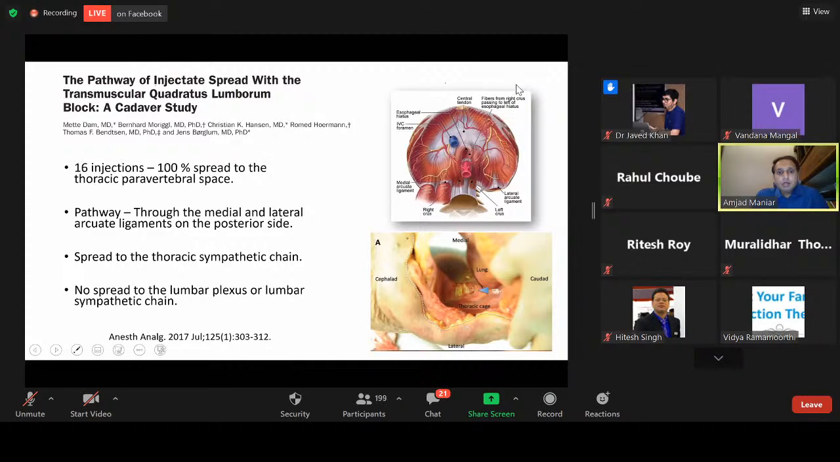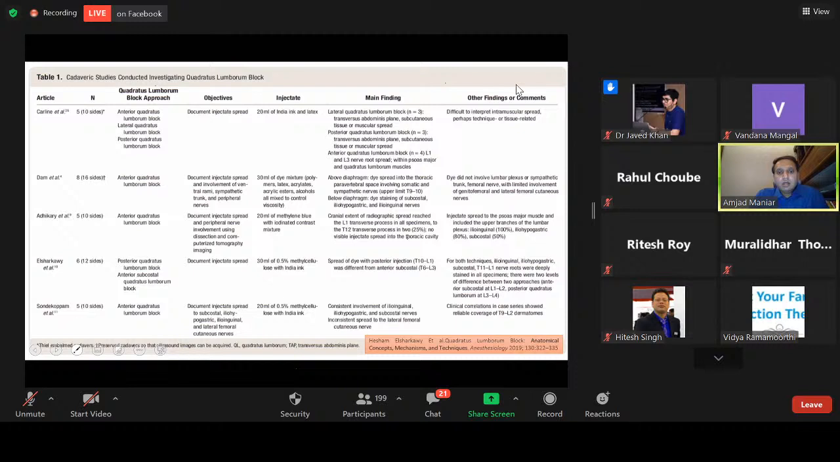This was a study looking into the different cadaver studies on the spread of local anesthetic after quadratus lumborum blocks. This was by El Sharkawi. It was, I think, last year. So they looked at a few studies, and only two studies, one done by Dam and the other done by the author himself, showed that the local anesthetic in cadavers can travel up to the paravertebral space.